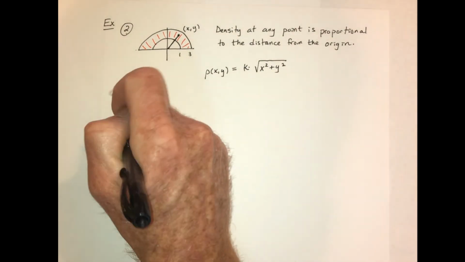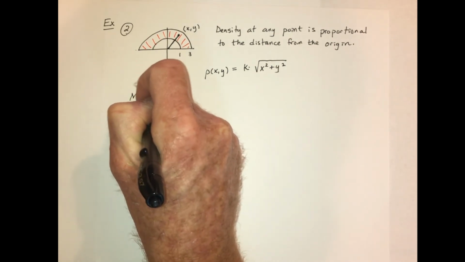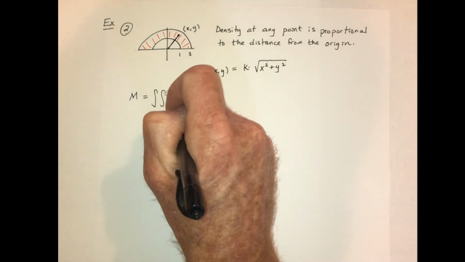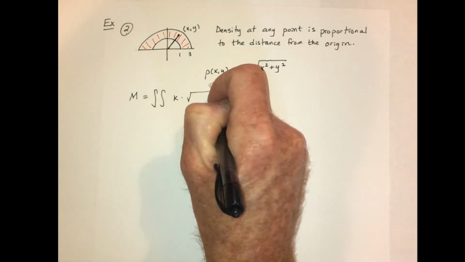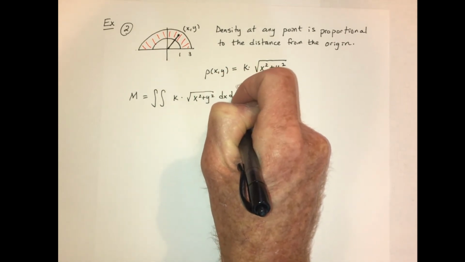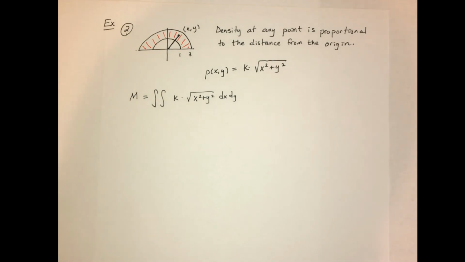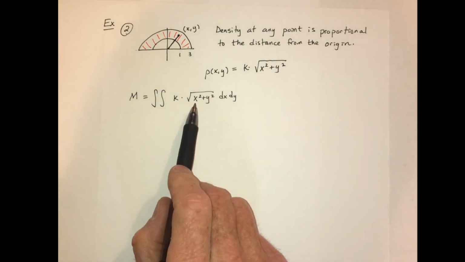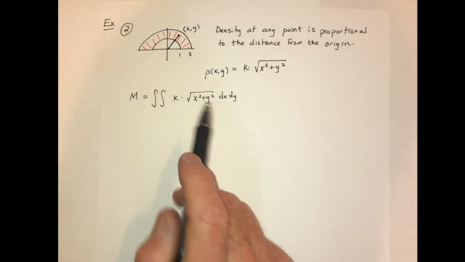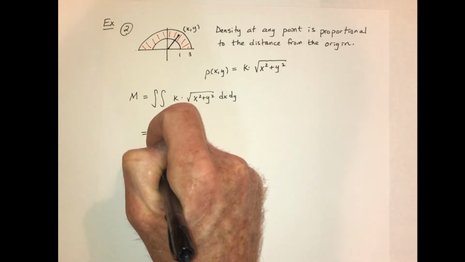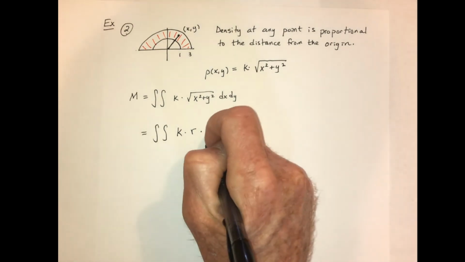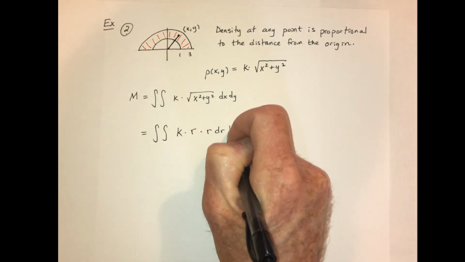So one thing we need to do is the integral for the mass, which will be a double integral. And then we just integrate this thing: k times the square root of x squared plus y squared, dx dy, or dy dx. That is a perfect candidate for changing to polar, because x squared plus y squared equals r squared. Take the square root of that. That means we're just going to be integrating k times r, and then when you change to polar, it's r dr d theta.